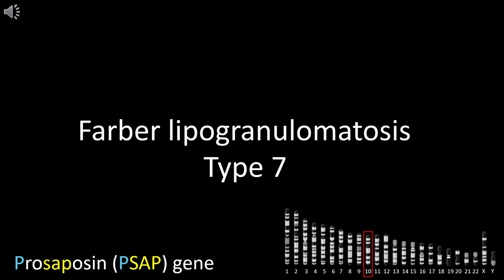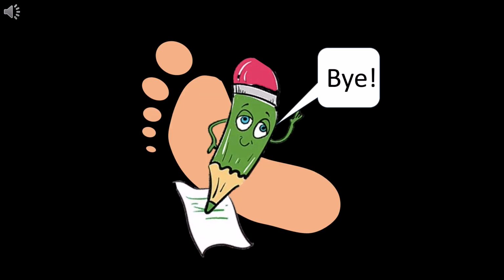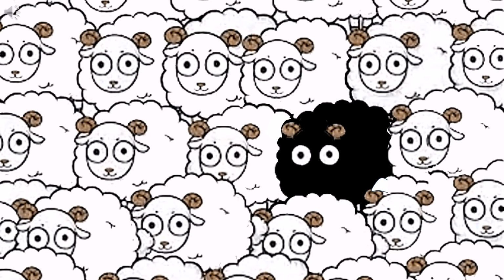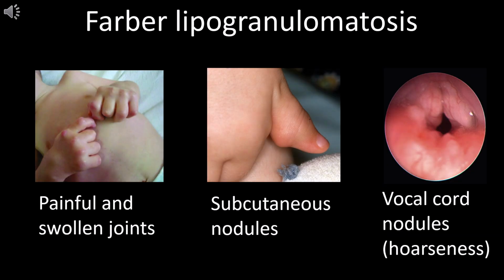Footnote: the labeling of prosaposin deficiency as Farber lipogranulomatosis 7 is currently under scrutiny. Some articles only list 6 types of Farber lipogranulomatosis and treat prosaposin deficiency as a separate entity. End of footnote. The hallmarks of Farber disease are the presence of painful and swollen joints, subcutaneous nodules, and hoarseness due to vocal cord nodules.